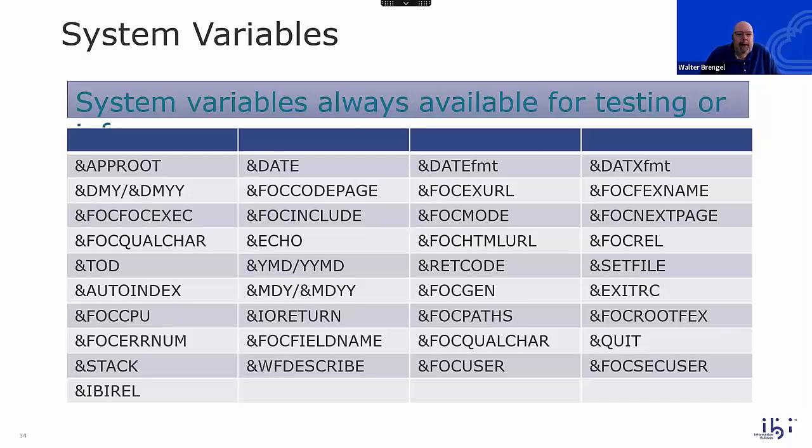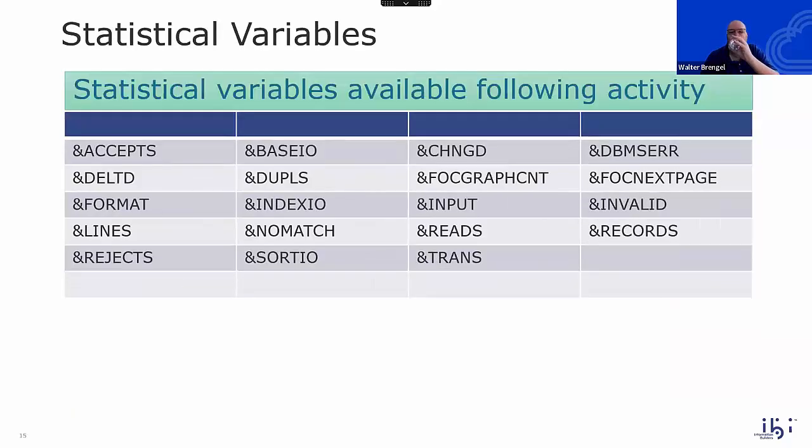Date FMT, we have an amper date for pretty much any date format that you can think of, and that includes any of the translation. We talked about echo before. Focus user shows the username of the current session's effective user. Here are the statistical variables. Again, we have accepts, deleted, format, number of lines, number of records.